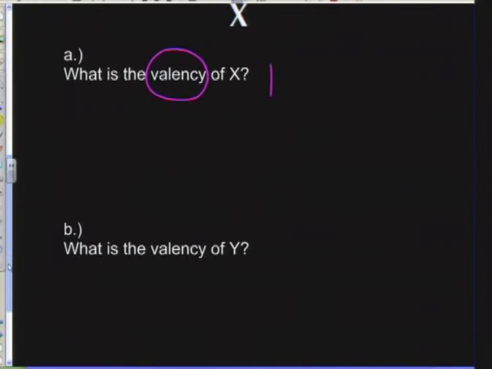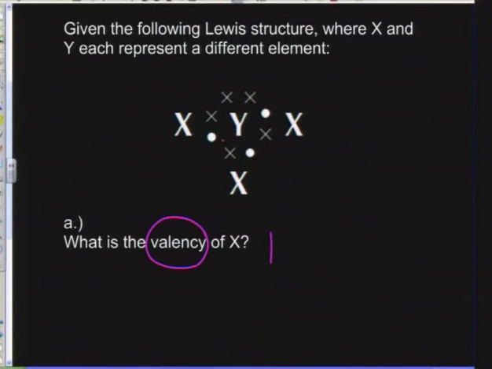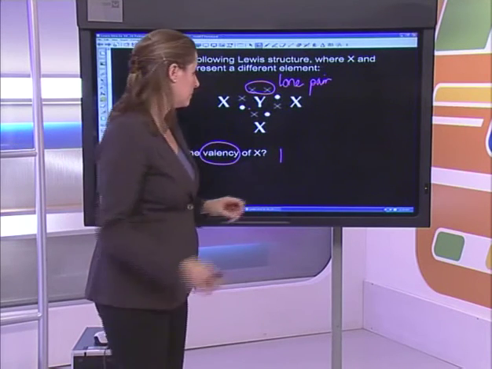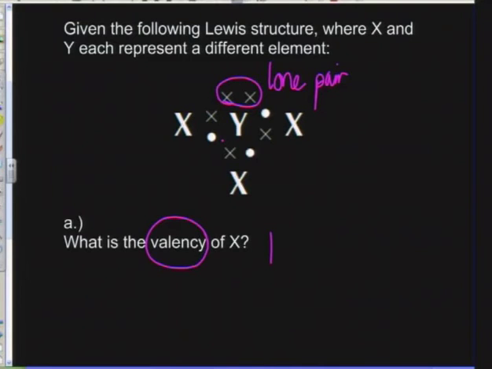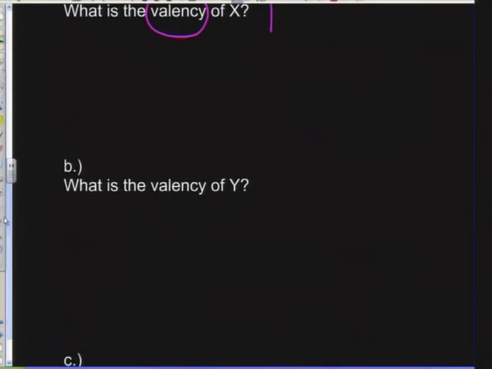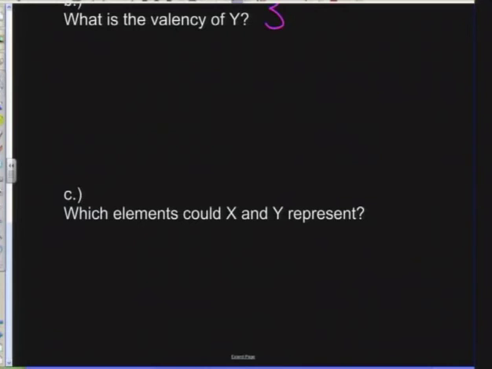What is the valency of Y? Well, Y is represented with its electrons with these little crosses. Now, the one at the top here, that is what we would call a lone pair. They're already paired up, they don't need to pair at all, but it's making a bond 1, 2, 3. So its valency is 3. And the last question, which elements could X and Y represent?